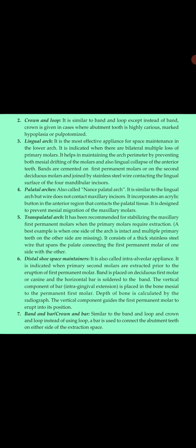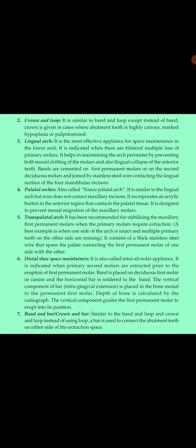Band is placed over the deciduous first molar or canine and a horizontal bar is soldered to the band. The band is placed on the deciduous first molar because the deciduous second molar is lost. And also we can place the band on the canine and the horizontal bar is soldered to the band.